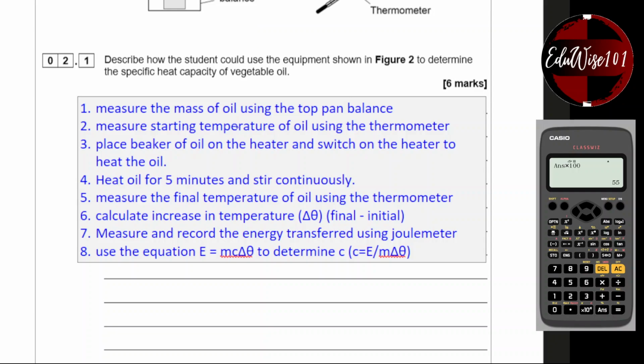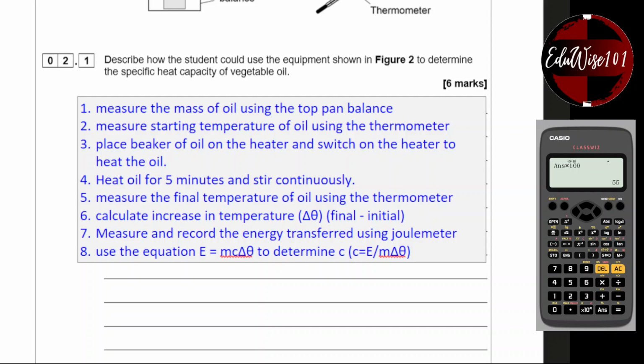Second point, measure the starting temperature of oil using the thermometer. Place beaker of oil in the heater and switch on the heater to heat the oil. Heat oil for 5 minutes and stir continuously. Now, why am I doing it for 5 minutes? The time is not very important here. You can heat it for whatever time, but I'm just giving a set time.